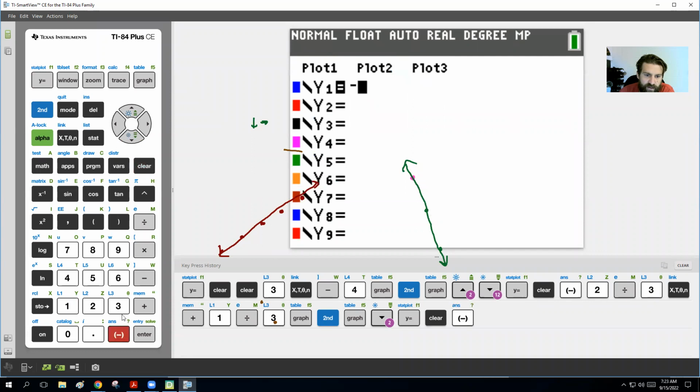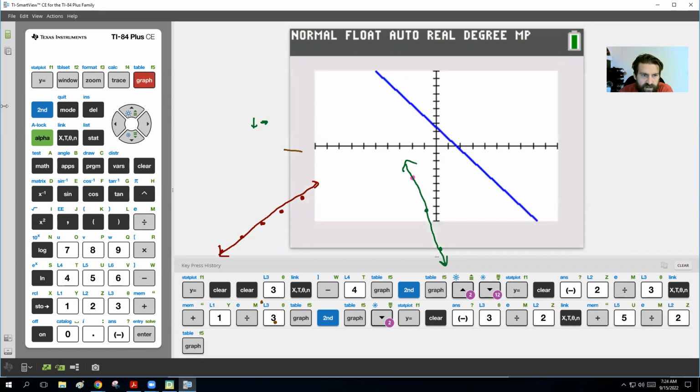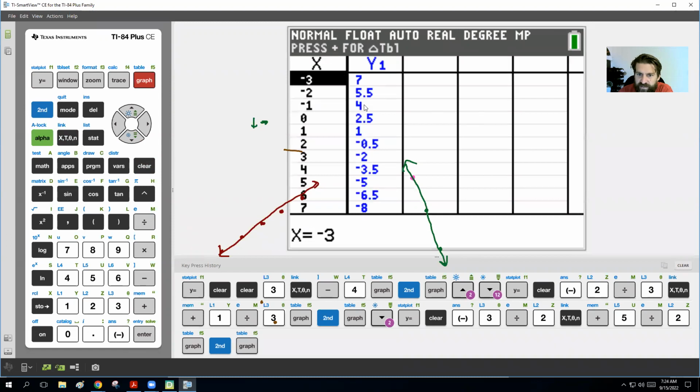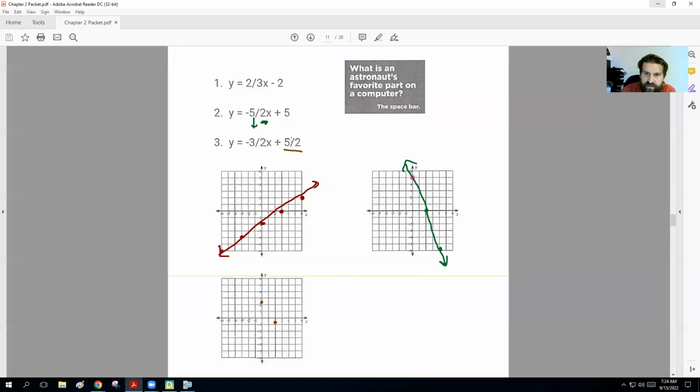We got -3 over 2x plus 5 over 2. See, that's what it should look like. Go to the table. Let's find some nice points here. We got -1, 4. All right, so I'm just going to graph that 1 point and then use the slope. So -1 is at 4, and then use the slope from there. So go down 3 over 2, down 3, 1 over 2, down 3 over 2. And we can see here, if we connect those dots, it went through the ones we guessed.